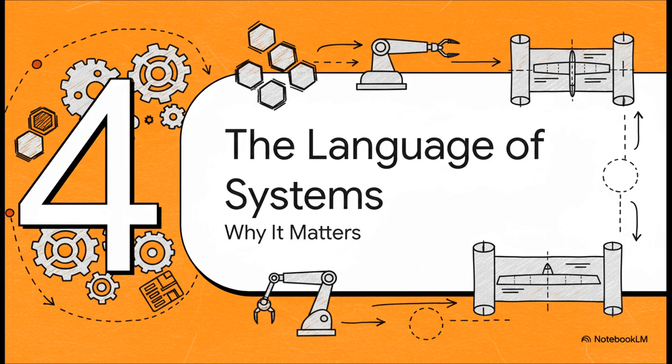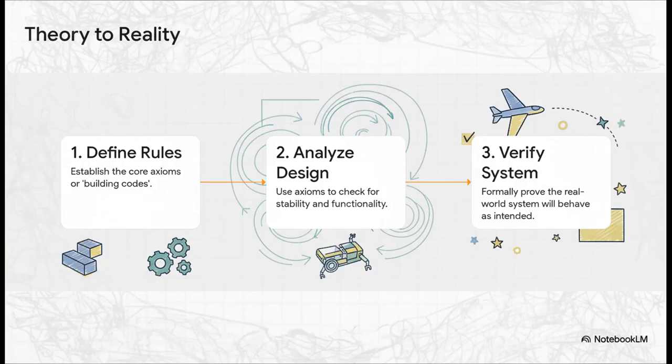Okay, so we've talked about all these abstract ideas: blueprints, stability, controllability. But what's the big takeaway? Why does any of this matter in the real world? Well, this is how it all ties together. You start by defining those universal rules, the building codes. Then you check your abstract design against those rules. And if it all checks out, you can formally prove that the final, real-world system is going to behave exactly the way you designed it to. That's how you build trust.